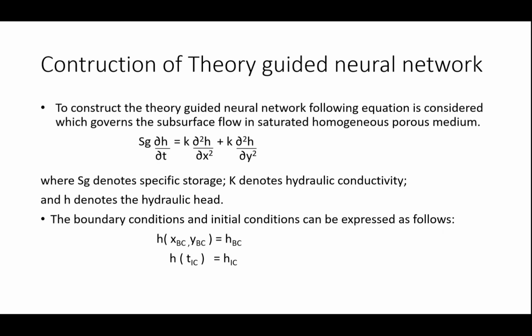Now let's see how to construct a theory-guided neural network. In case of learning the subsurface flow, the first equation here represents the governing equation of the subsurface flow in a homogeneous porous medium, where S denotes the specific storage, K denotes the hydraulic conductivity, and H denotes the hydraulic head. The boundary conditions and initial conditions for the subsurface flow are given by the last two equations.